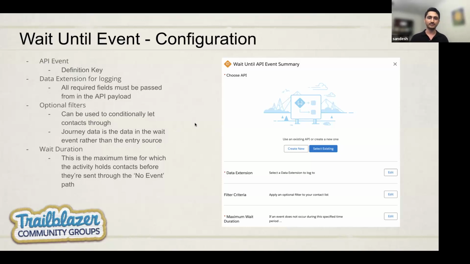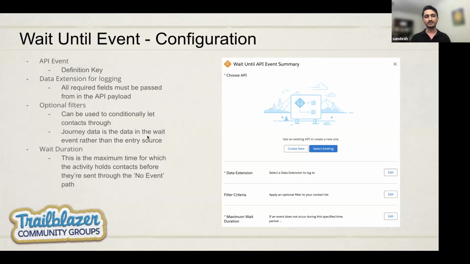So please review that session if you're not sure what that means. The idea is the API and the data extension are closely tied to each other. Whatever comes in through the API is logged to the data extension. And now we can also configure optional filters, and you can filter on either the journey data or contact data. This filter is so that you can filter people out. Even if I come through the API, if I don't have the right attributes, then don't pass me on to the next activity. Right? You can configure logic like that.